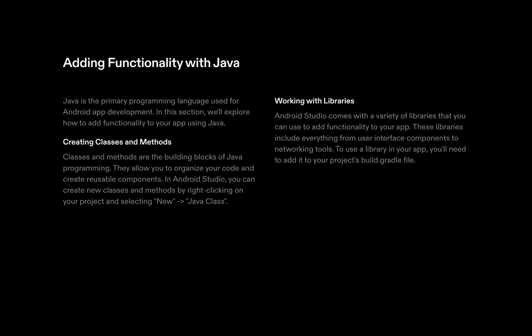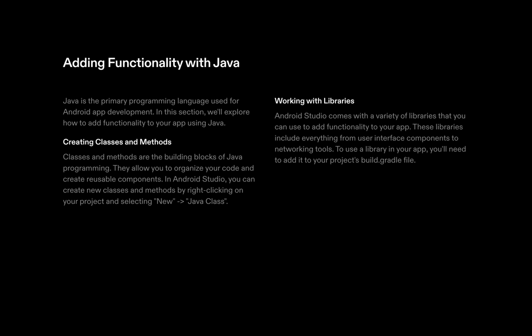Adding functionality with Java. Java is the primary programming language used for Android app development. In this section, we'll explore how to add functionality to your apps using Java. Creating classes and methods. Classes and methods are the building blocks of Java programming. They allow you to organize your code and create reusable components. In Android Studio, you can create new classes and methods by right-clicking on your project and selecting New Java Class.